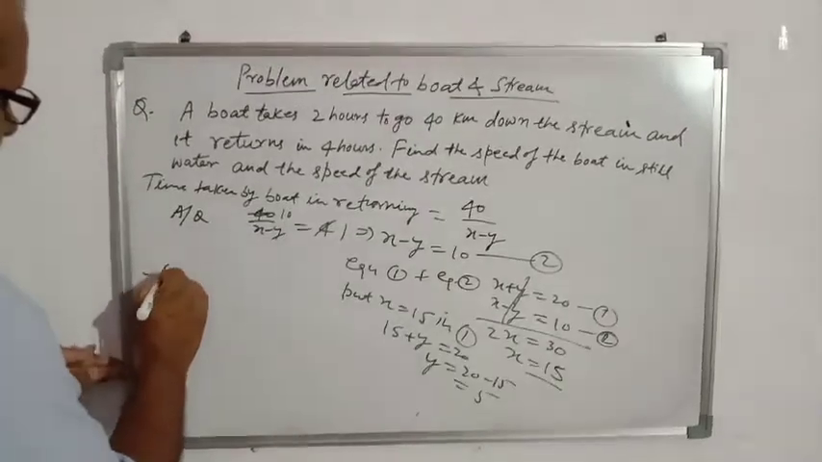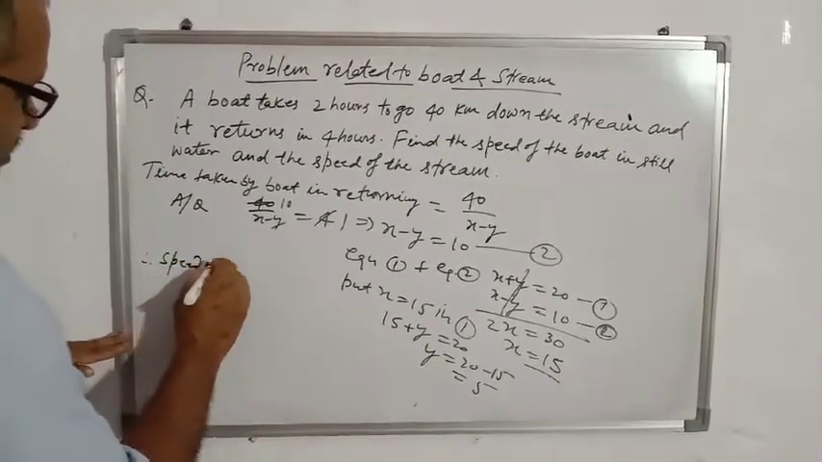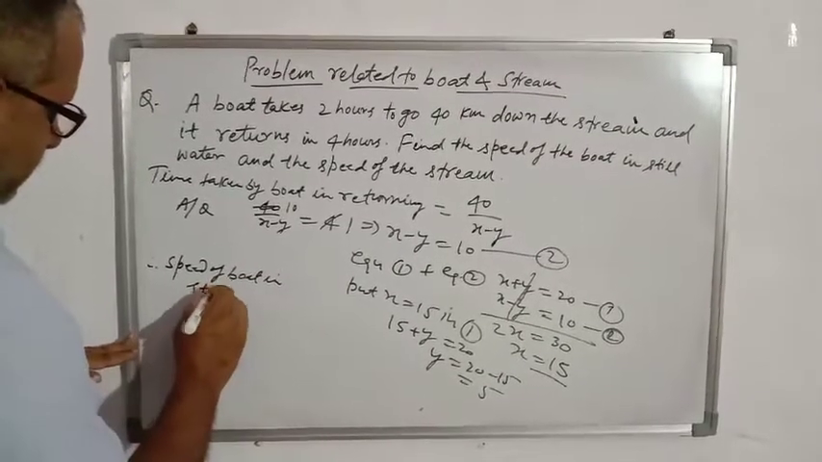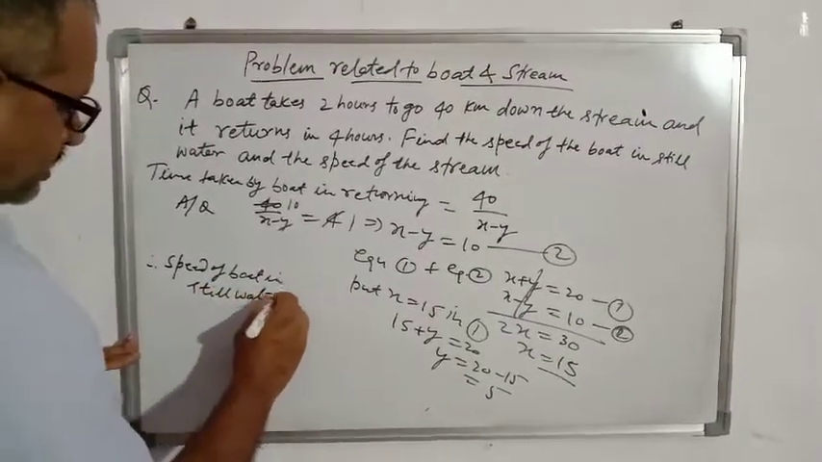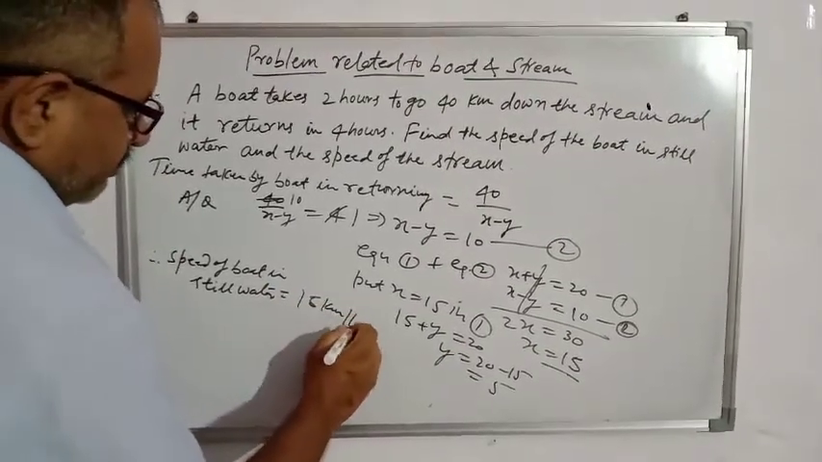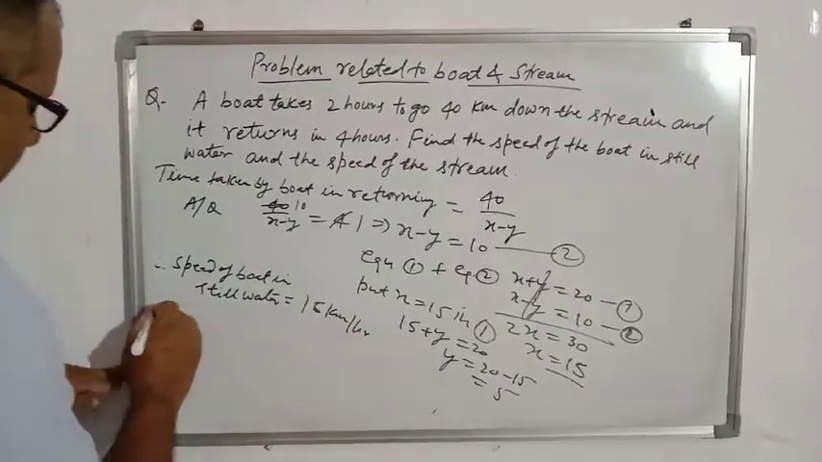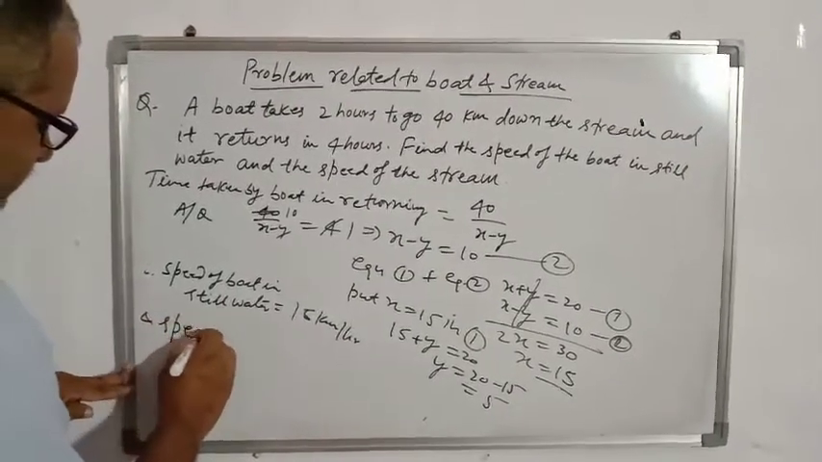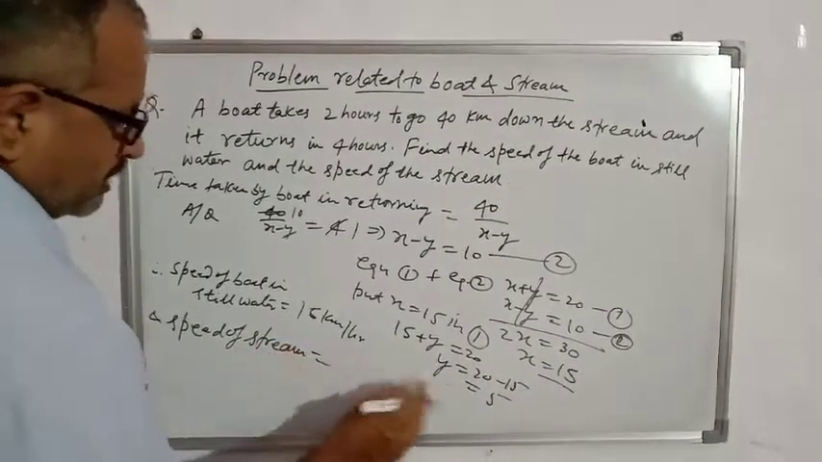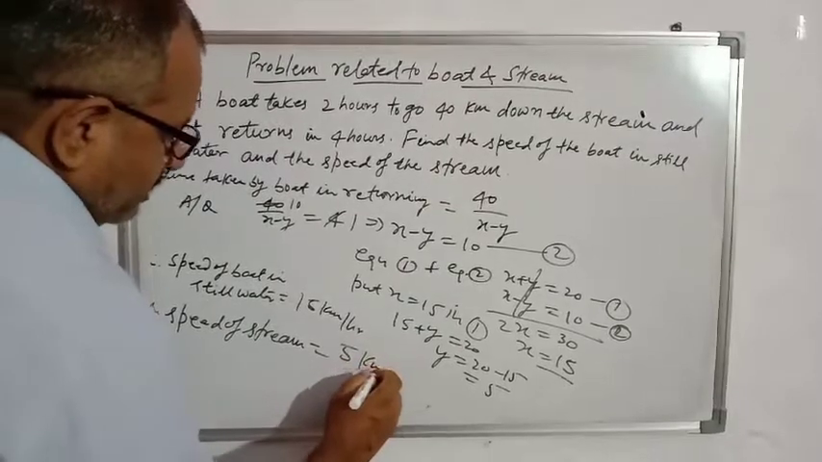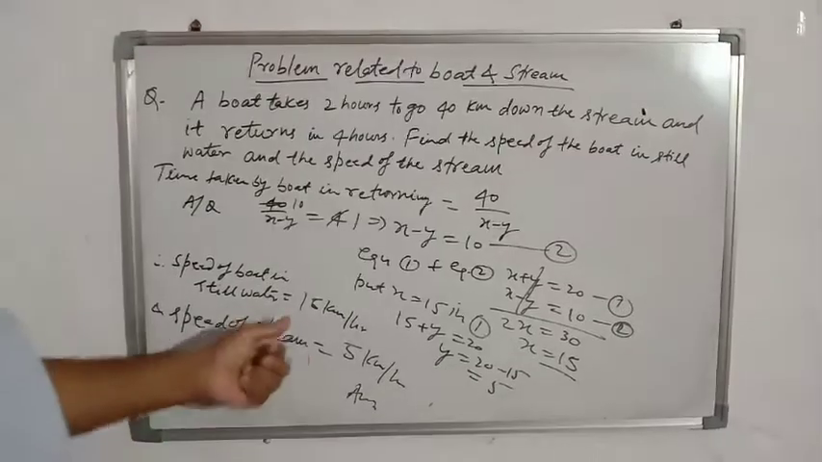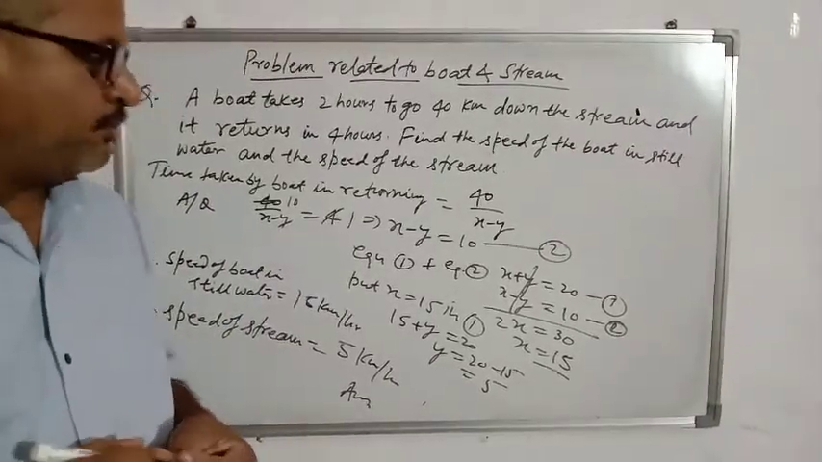Therefore, the speed of the boat in still water, that is x, is 15 km per hour, and the speed of the current, the speed of the stream, that is y, is 5 km per hour. Speed of the boat is 15, speed of the stream is 5 km per hour.